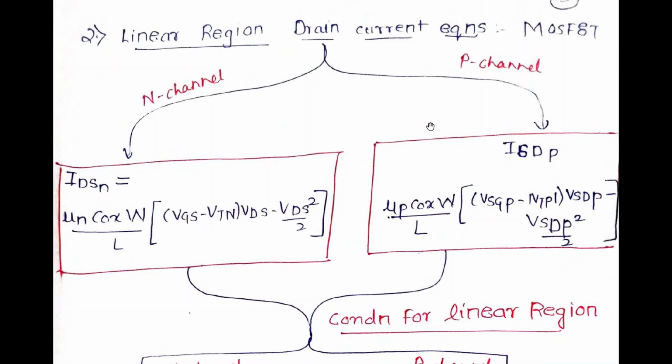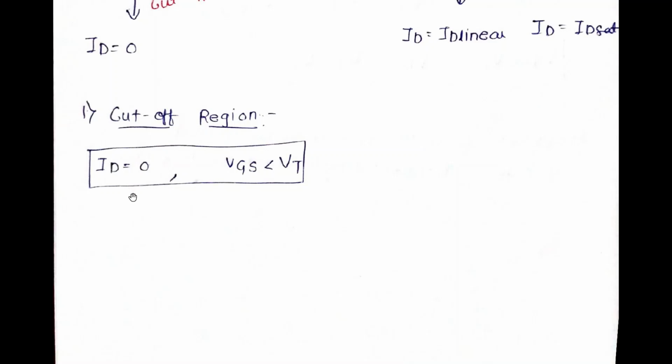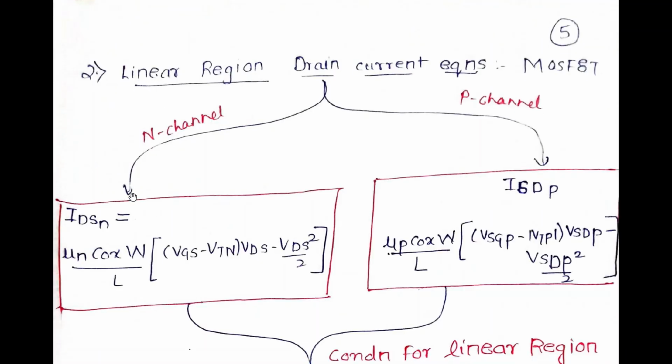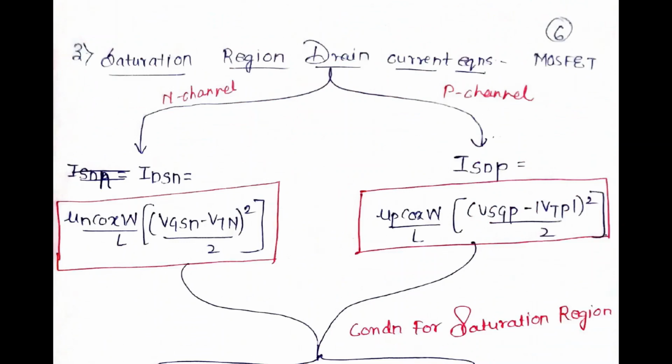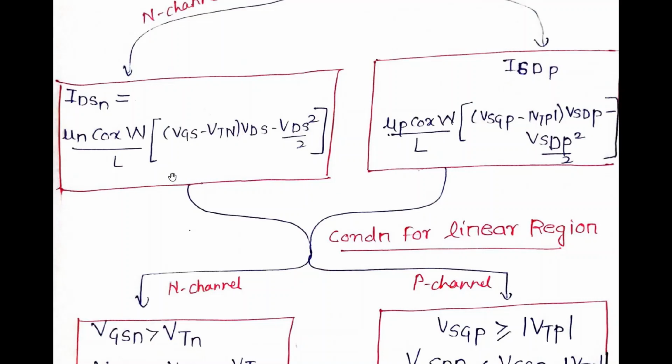First of all, there is a cutoff region. In the cutoff region, the drain current is equal to 0. Then there is a linear region. Then there is a saturation region. In case of a linear region, there are two equations: one for an N channel, the other for a P channel. So in N channel, we have this equation over here, and for P channel, we have this equation over here. I'll read out these equations to you. Once you understand the meaning of each and every term, it will become easier for you.